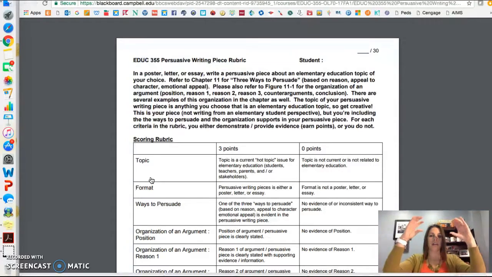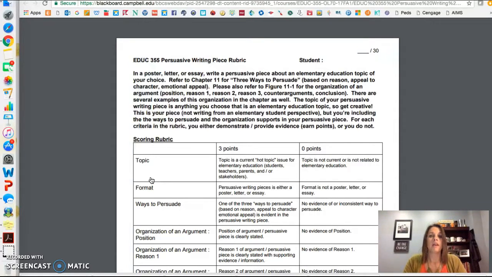So we have our introduction and our position, our 3 reasons and our counter arguments, and then our conclusion at the end. So there are several examples. If you look at that figure 11-1, there are several examples in the textbook that show the way that students have worked through that organizational piece. And so it's not adult versions of it, but you can at least see how it functions in a classroom.